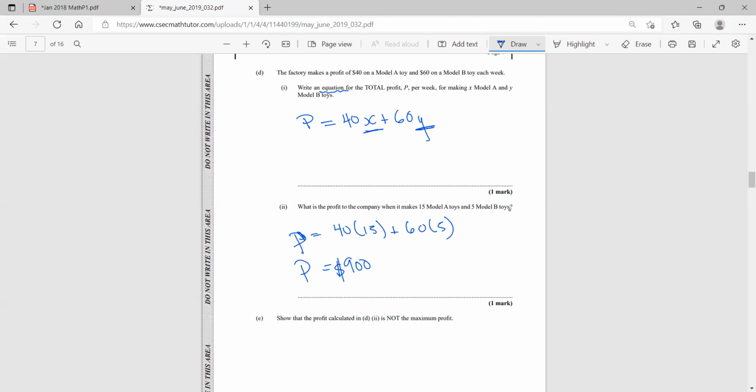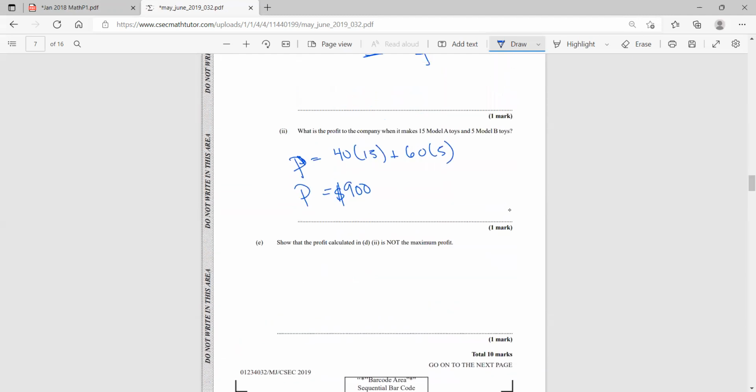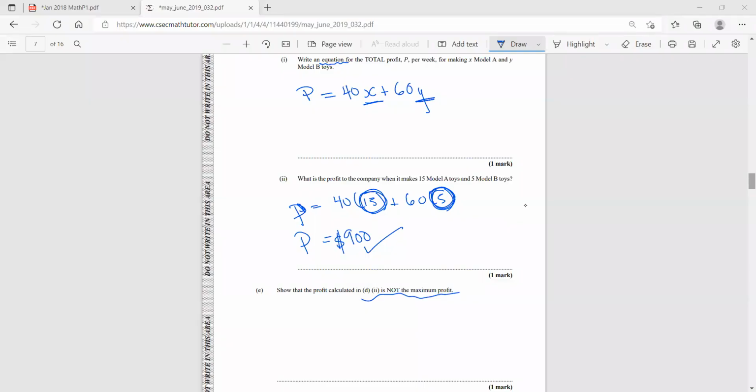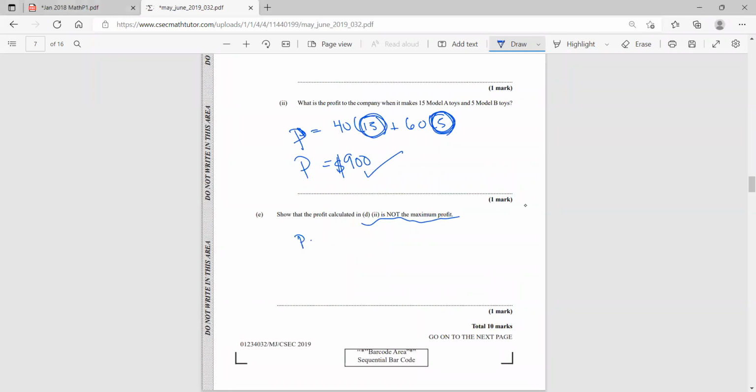Nice. Now show that the profit calculated in D is not the maximum profit. Show that you could get more profit than $900. All right, what values can we try to get a higher profit? 40 by what? Any numbers for me? 20. 40 by 20, plus 60 by what? 10. By 10? Yeah.